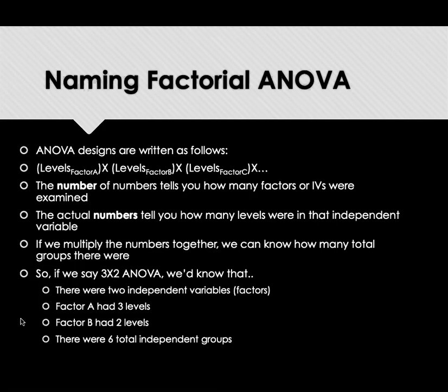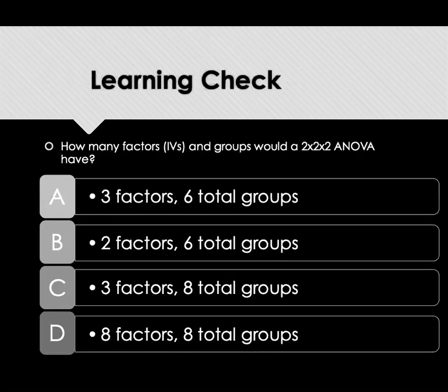And then if you multiply the numbers together, you can know how many total groups there were. So in this 3x2 example, 3 times 2 is 6, so there were 6 total independent groups of participants measured or assessed in this study. So let's do a couple of questions to make sure we've got this down.